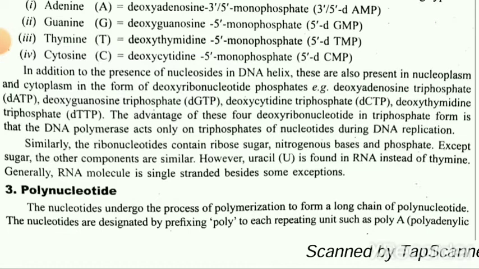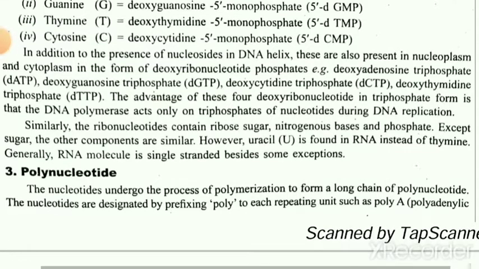Except for the sugar, the other components are similar. However, uracil (U) is found in RNA instead of thymine. Generally, the RNA molecule is single-stranded, besides some exceptions.